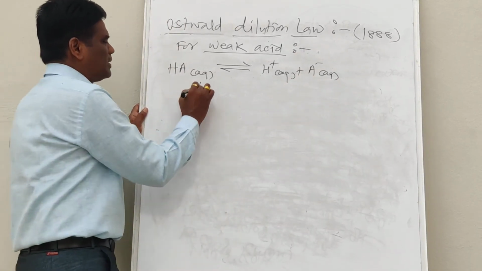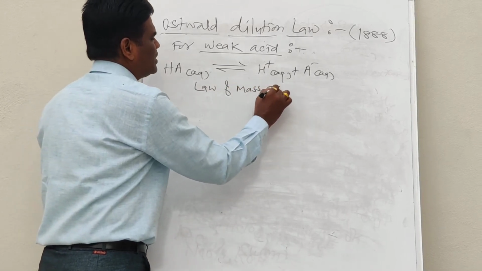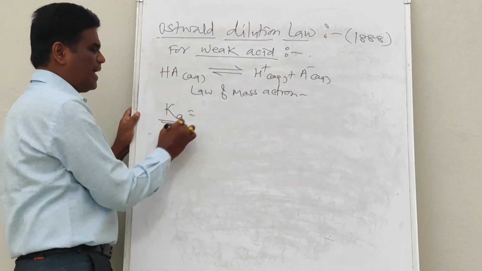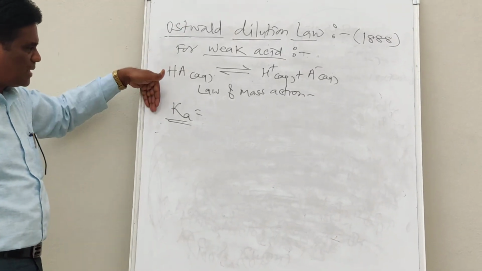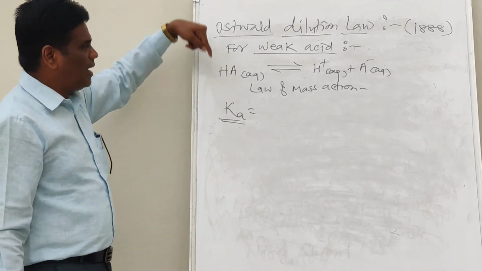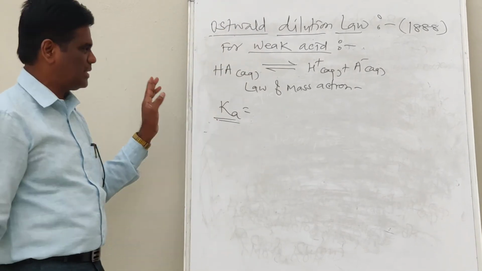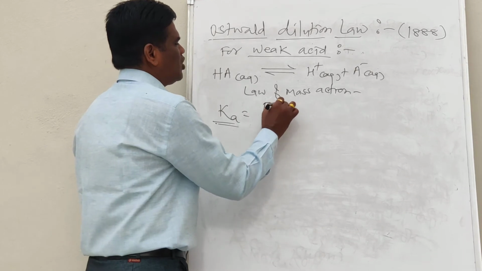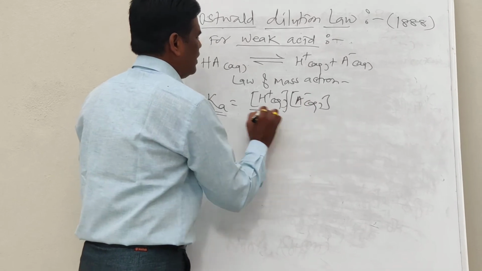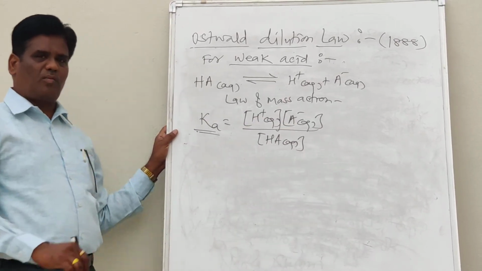Now applying the law of mass action, this equation becomes Ka is equal to, directly I write Ka, because applying the law of mass action you always get a constant, and this constant is called the dissociation constant. This applies for the dissociation equilibrium of weak acid, and therefore it is the dissociation constant of weak acid. So Ka is equal to concentration of H plus ion into concentration of A minus ions divided by concentration of HA. Okay.